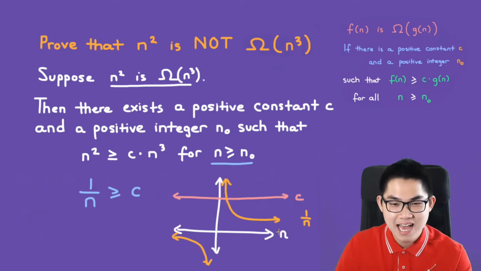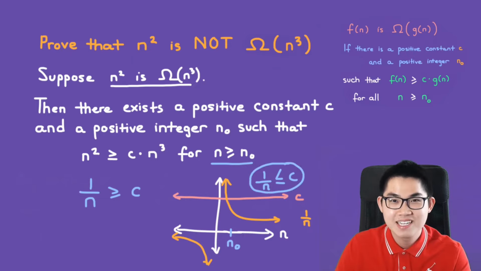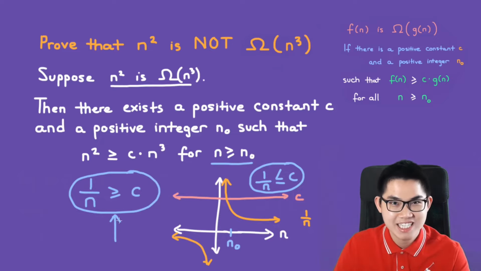And notice that, let's say here is our n naught. Starting from n naught and going to the right, we can see that our function 1 over n is always below our red function c. So in reality, this is true. But over here, it says the exact opposite, which means that this is our contradiction.